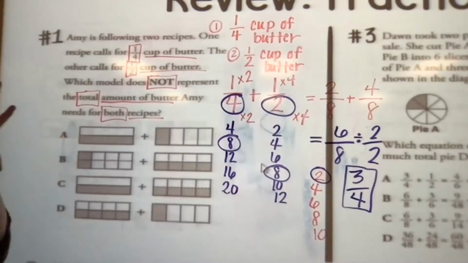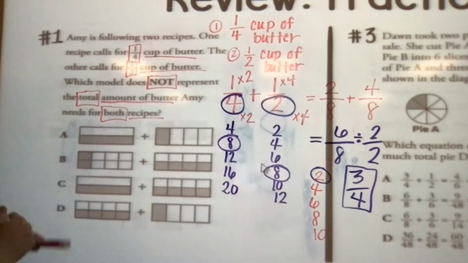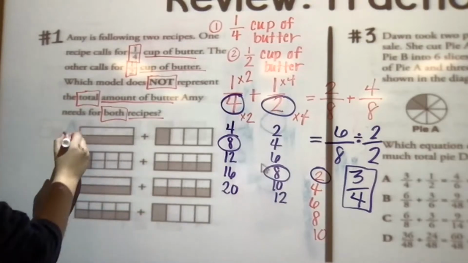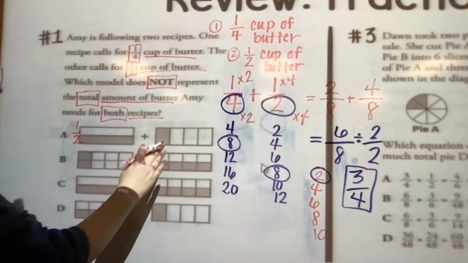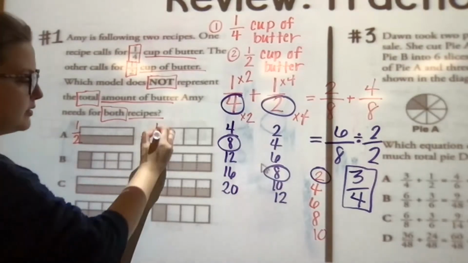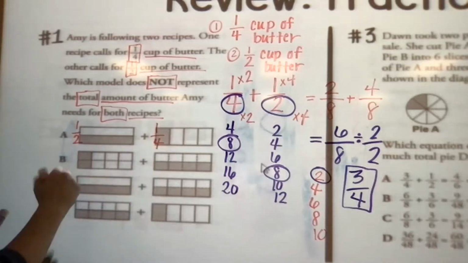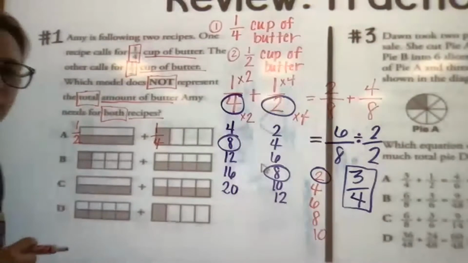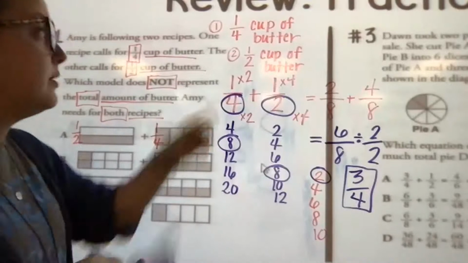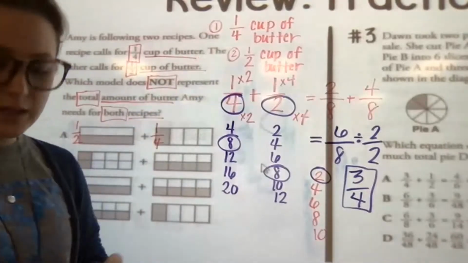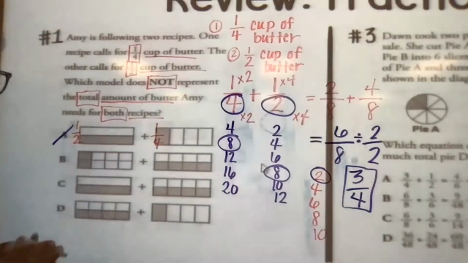So on A, we have a rectangle that is split into 2, and it has 1 colored in, which represents a half. Then we have a rectangle that is split into 4, representing 1/2. That looks just like our required cups for both recipes. So this answer choice is representing both recipe 1 and 2. So this is not going to be our answer because we're looking for the one that is not going to represent it. So we can cancel that one out.